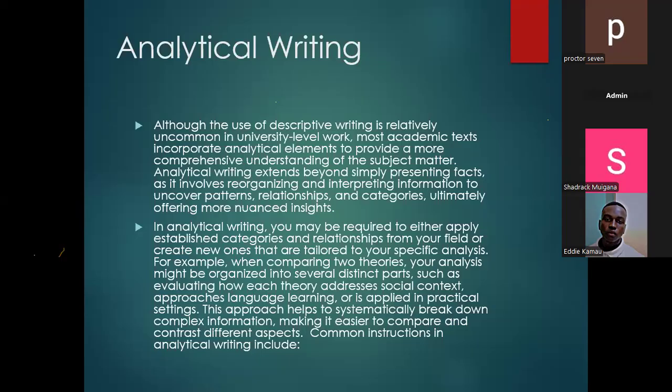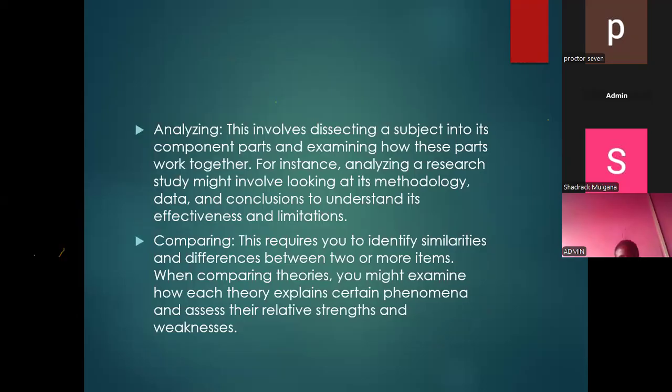You are comparing, for example, Faraday's law on something and maybe Charles's law on that particular thing. So where two theories are being compared to look at something, or being juxtaposed, then that is analysis. This approach helps to systematically break down complex information, making it easier to compare and contrast different aspects. So what do we do in analytical writing?